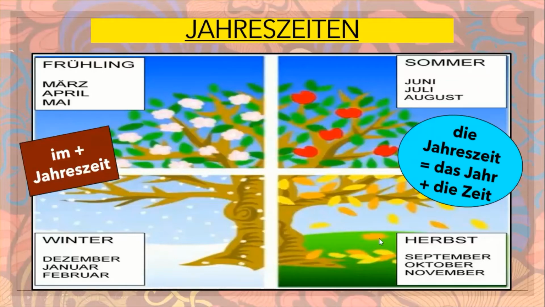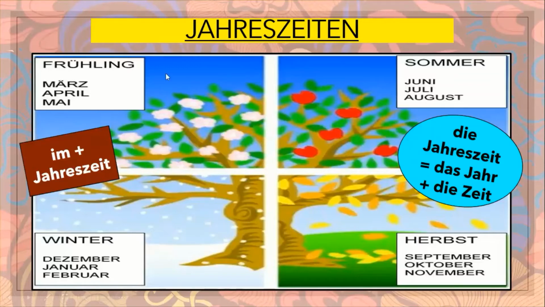Then in autumn, which is Herbst, we have once again 3 months: September, October, and November.